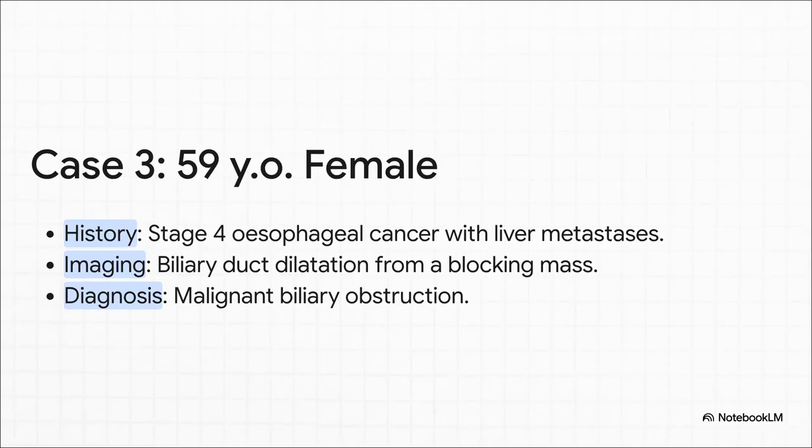Our next case is a 59-year-old woman. She has stage 4 esophageal cancer that has unfortunately spread to her liver. An imaging scan showed that a large cancerous lymph node was physically blocking her bile ducts, and this led to a diagnosis of cholestatic jaundice caused by this malignant obstruction.